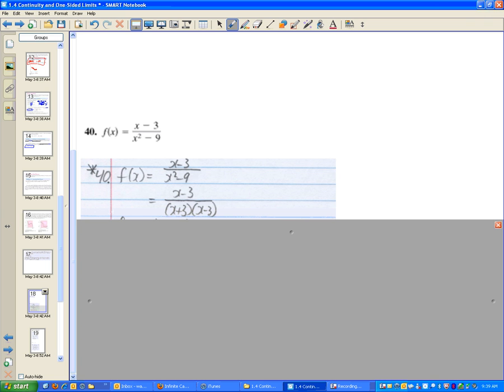Just factor it out. Factor the x squared minus 9 and turn it into the quantity x plus 3 times the quantity x minus 3. And now you'll see there are two different numbers that can make the denominator equal 0. If x equals 3, then that second parenthesis becomes a factor of 0. If x equals negative 3, that first parenthesis becomes a factor of 0. So negative 3 and 3 make the denominator equal 0, so this function is discontinuous at negative 3 and 3.